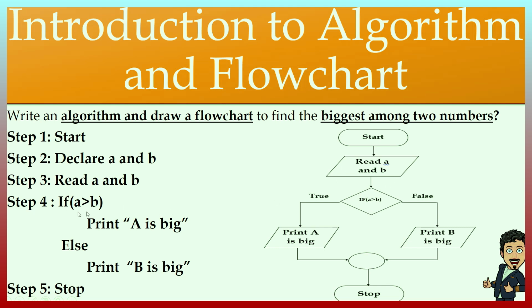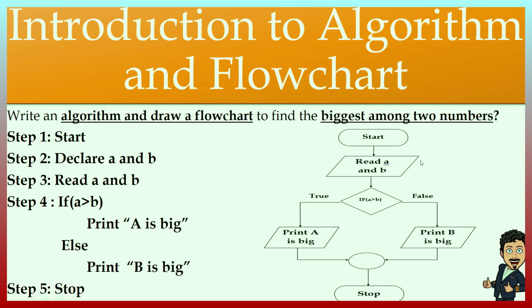And if there is a condition, you want to use a decision symbol, that is a diamond. A is greater than B. If it is a condition, it has only two options, one is true or the other is false. If the condition is true, I'm going to print A is big. If the condition is false, I'm going to print B is big. So I'm going to use a connector since there are two inputs. By using the connector, I'm going to make it a single input and I'm going to stop the process.